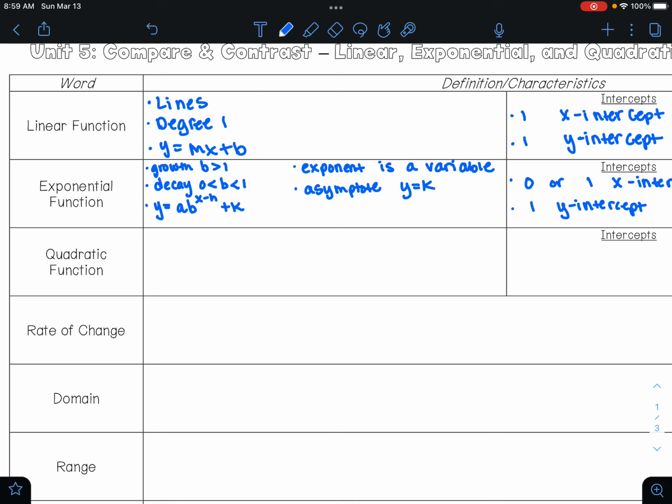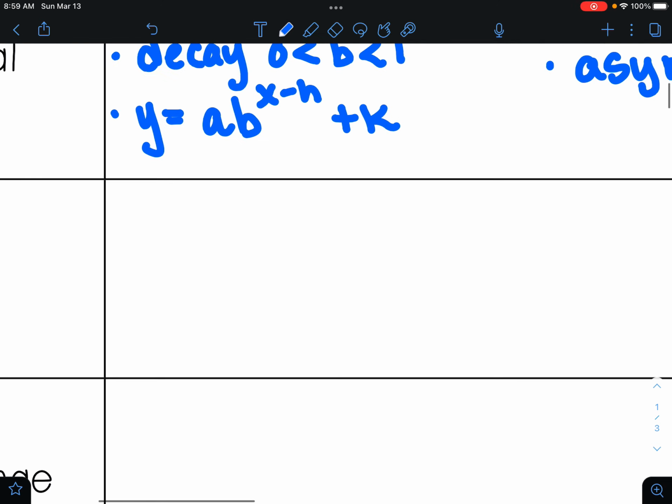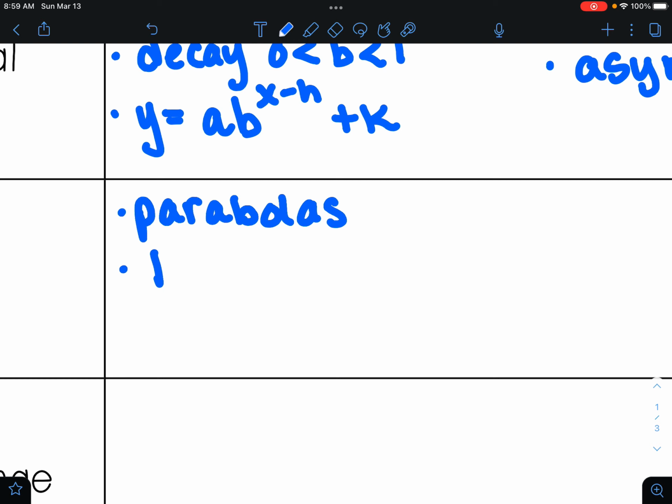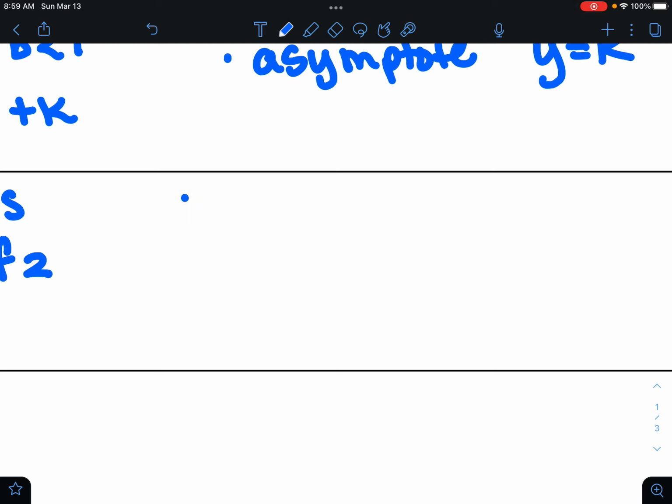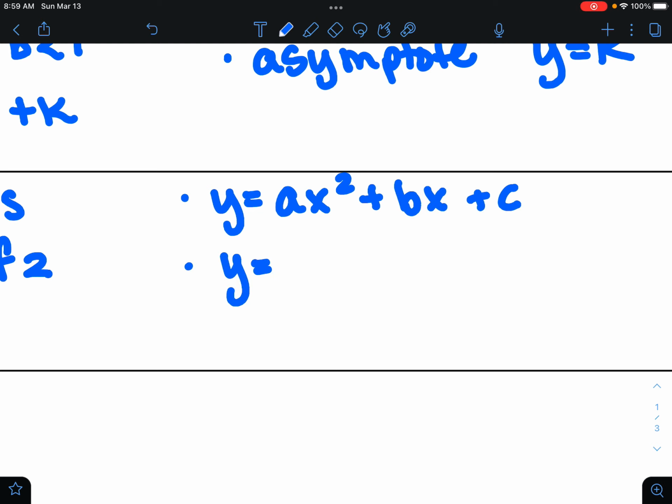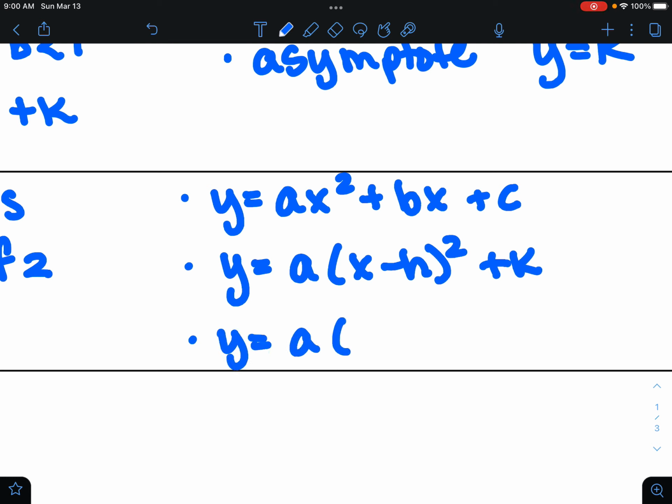And then we learned about quadratic functions. Quadratic functions make parabolas. They have a degree of 2. And we learned 3 different forms when it came to quadratic functions. We learned standard form, y equals ax squared plus bx plus c. We learned about vertex form, y equals a times x minus h squared plus k. And we learned about factored form, y equals a times x minus p times x minus q.